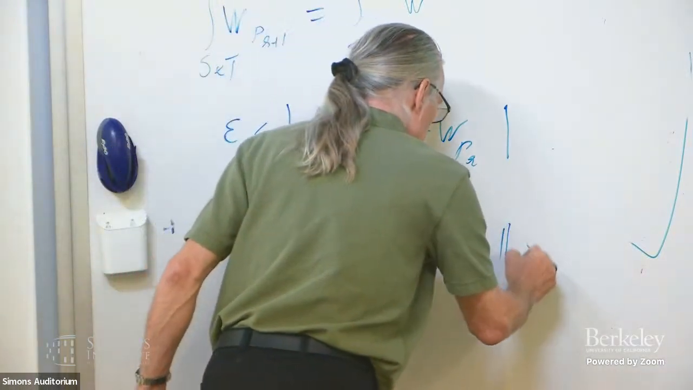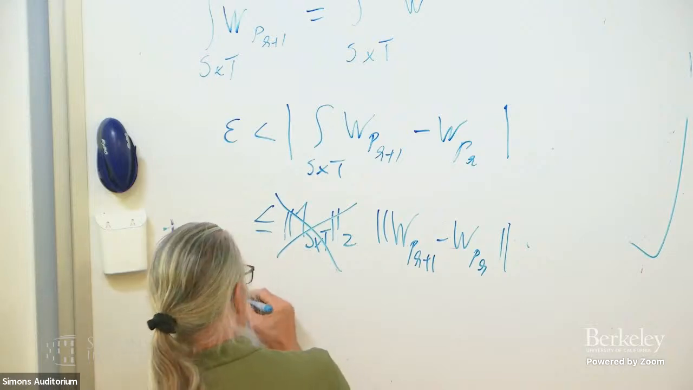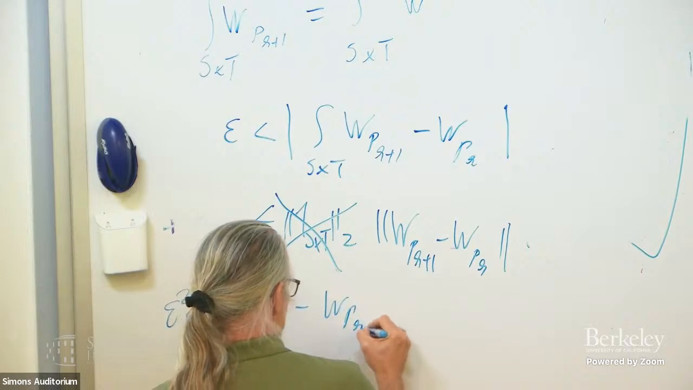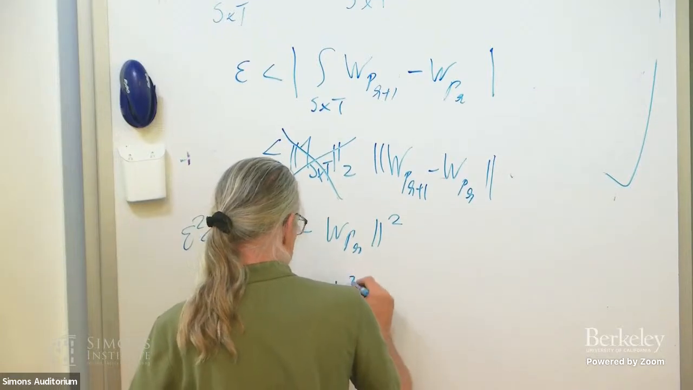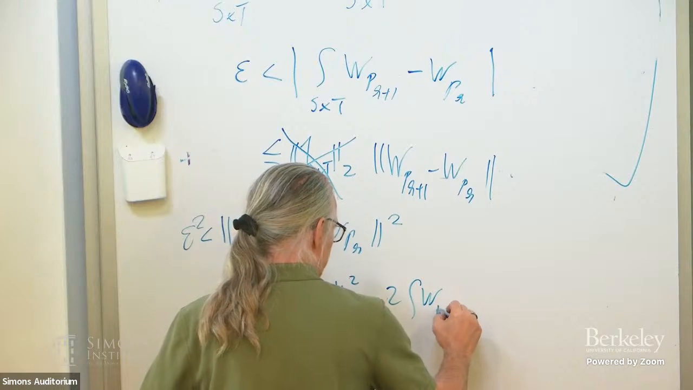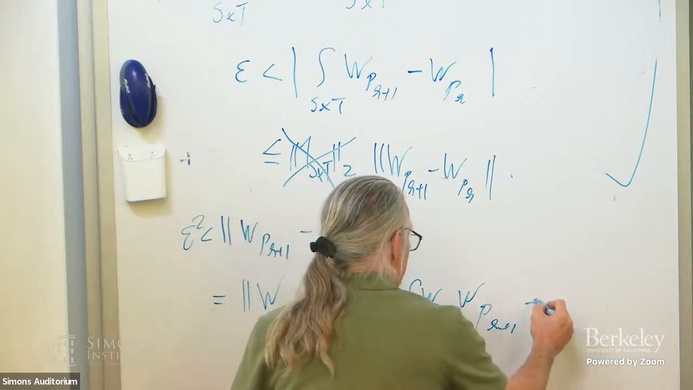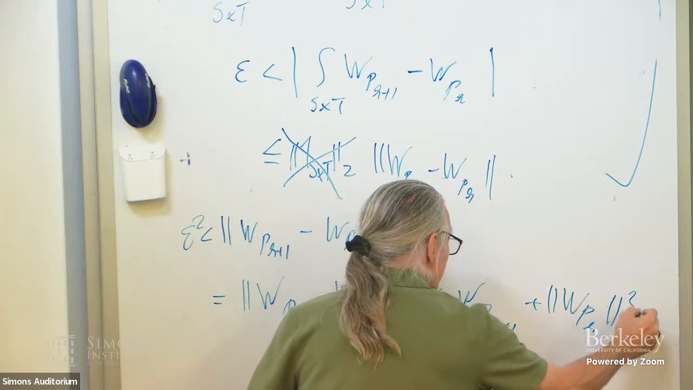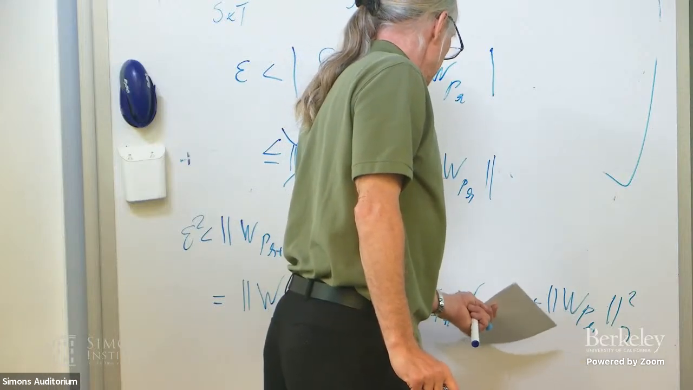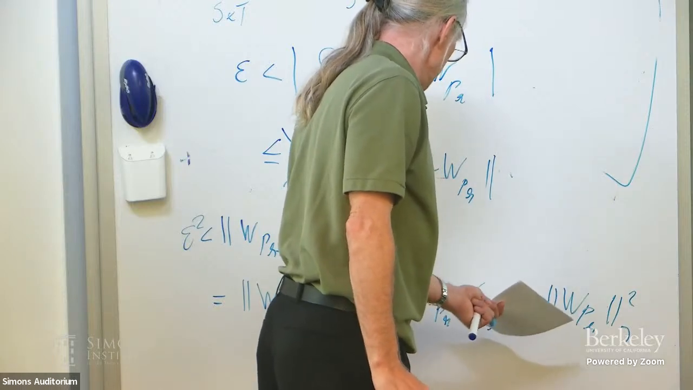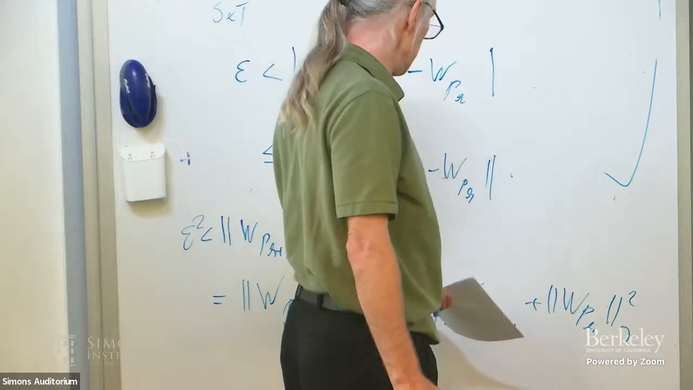And so now I have that epsilon squared is smaller than the integral of (w_{P_{k+1}} minus w_{P_k}) squared, which is equal to what? The integral of w_{P_{k+1}} squared minus 2 times the integral of w_{P_k} w_{P_{k+1}} plus the integral of w_{P_k} squared. But this one, because we're refining here, you can replace by just the same as w_{P_k}. This is refined, but then I integrate it, so effectively I average over these blocks anyhow. So this is equal to that.